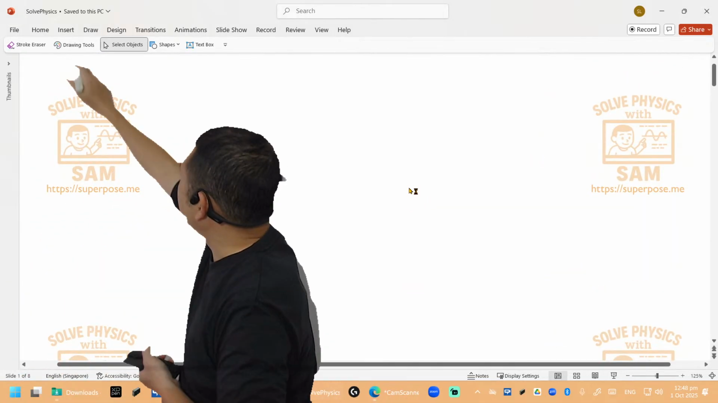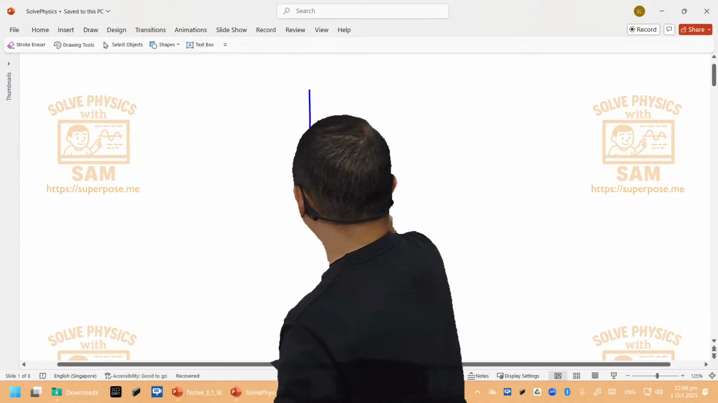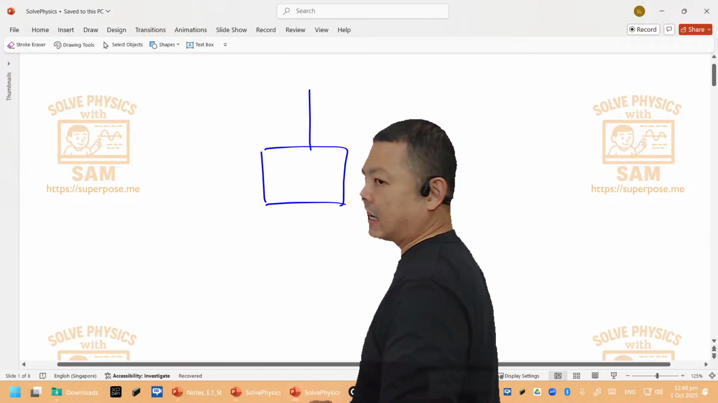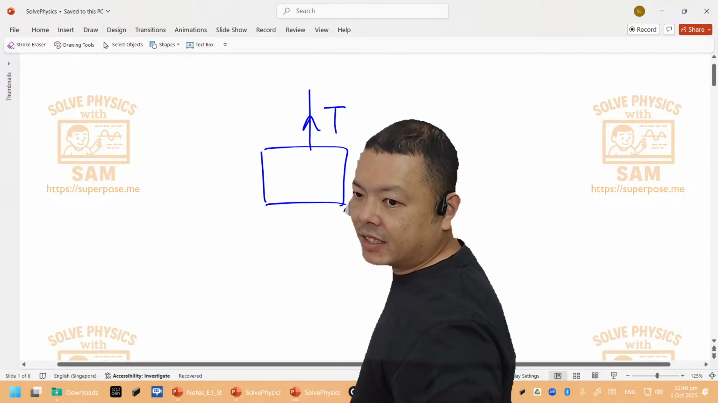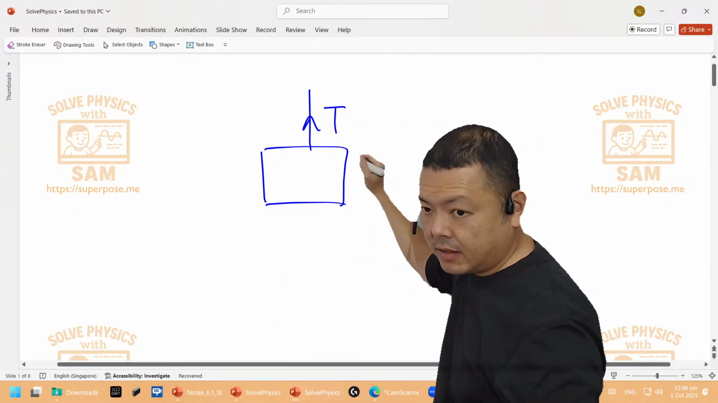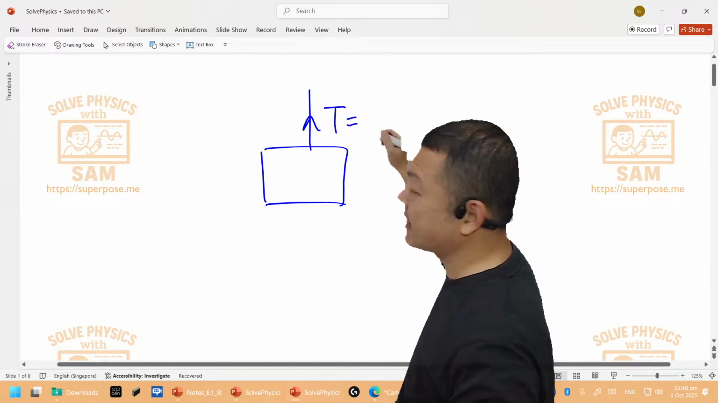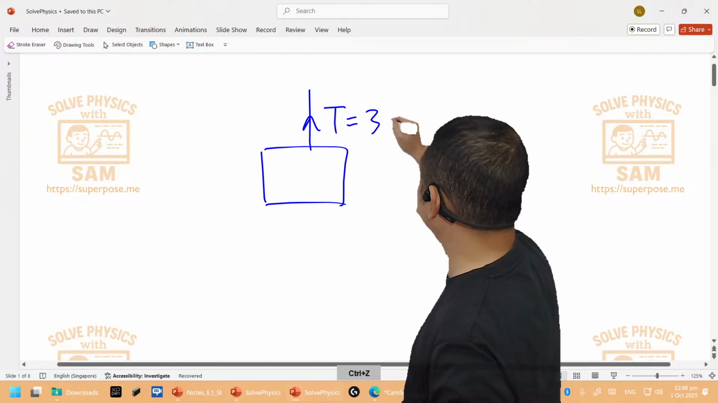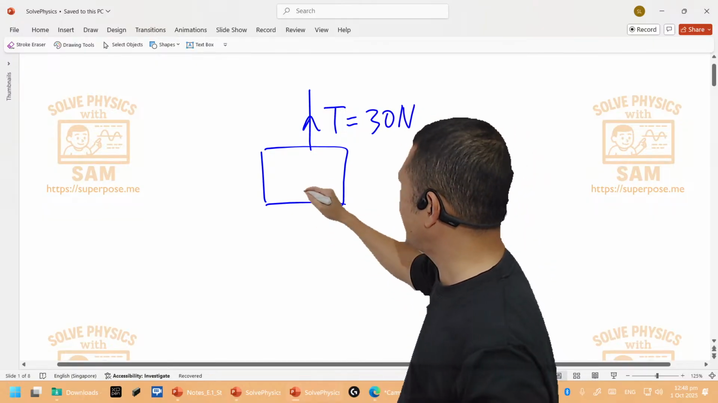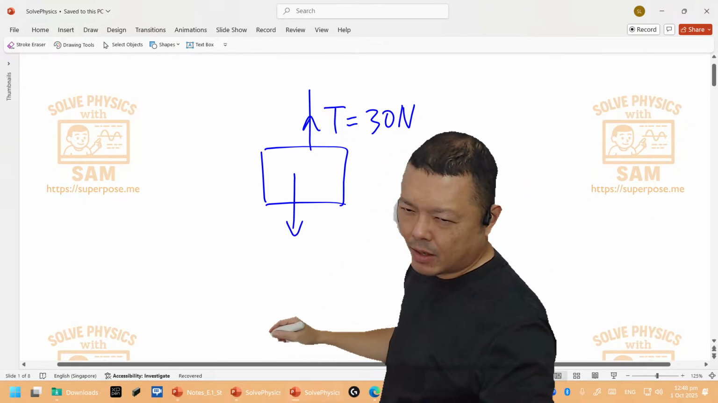Okay, so if you isolate the crate like that, then we draw all the forces acting on the crate. There's the tension, right? Because the tension acts on the crate, doesn't act on the present. The tension, and the maximum tension is what? 30 newtons.